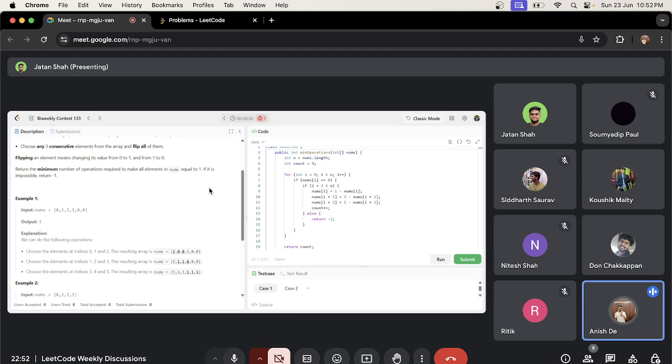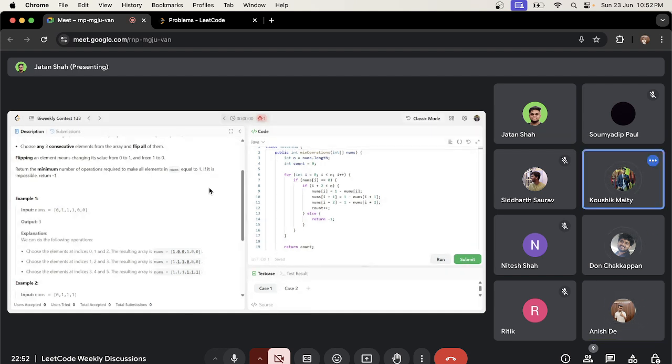So the simple algorithm is: if the ith index is 0, we will flip i, i plus 1, i plus 2. Simple thing. Now after this, we will check whether the whole array contains 1. If so, we return the answer, otherwise we will return -1.